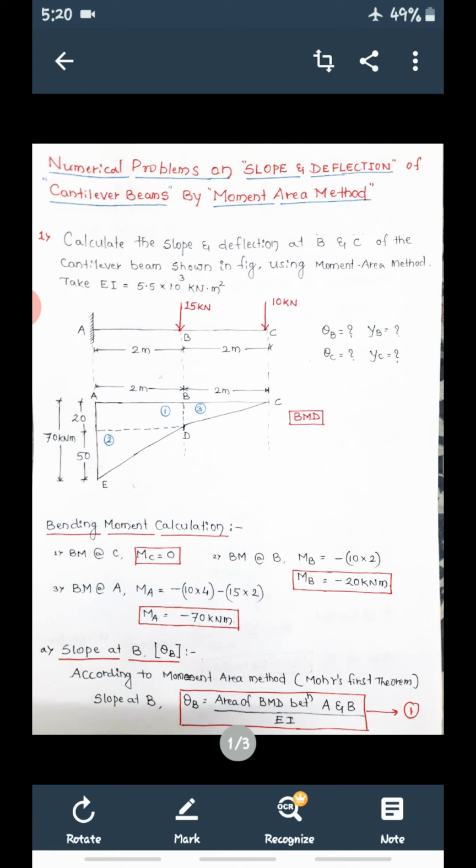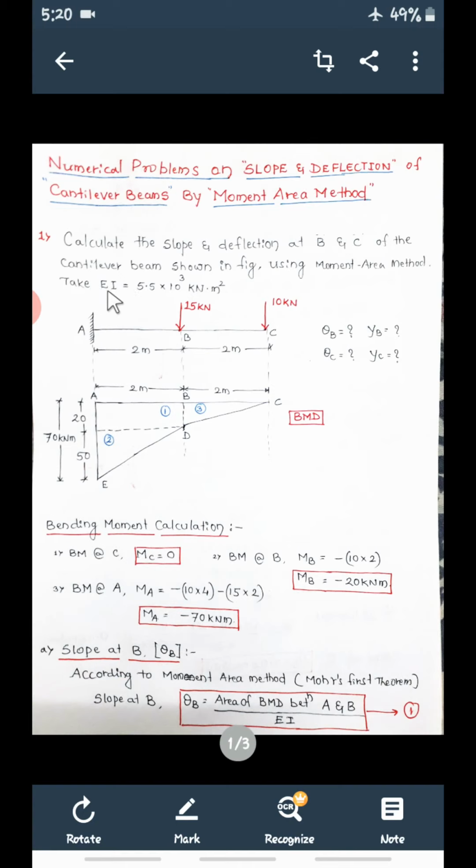Today we're going to take numerical problems on slope and deflection of cantilever beam. So let us consider first a cantilever beam and try to find out slope and deflection at various points on the cantilever beam by moment area method. The first problem is like this: calculate the slope and deflection at B and C of a cantilever beam shown in figure using moment area method.